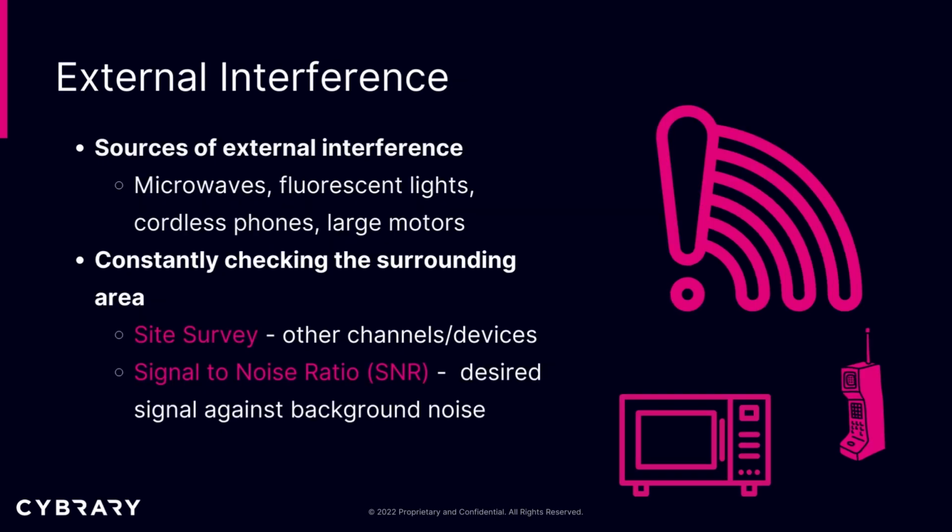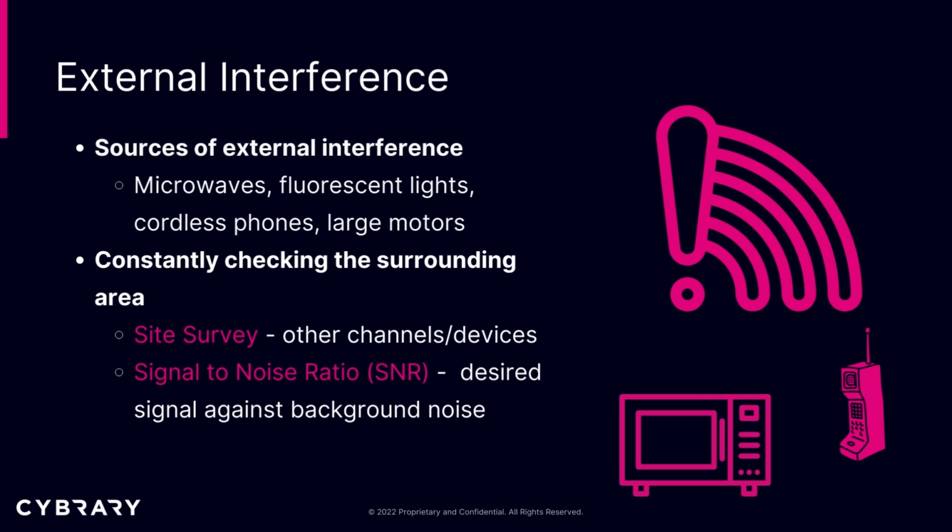External interference. We talked about external interference just briefly. Other things that can cause interference would be, of course, microwaves and cordless phones. However, in larger environments like corporations and industrial plants, large motors or generators can cause interference. Also, fluorescent lights can cause interference. So you want to be constantly checking your surrounding area to make sure that you're not on the same channel or using the same band frequency that other devices are using.